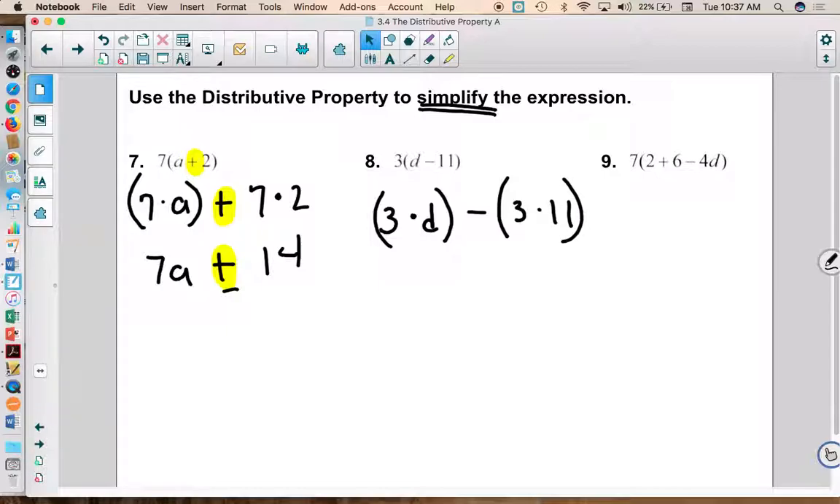Do you know why you have to go with the first part of that first factor first? If I switch those 2 factors, would I get the same answer in a subtraction statement? So you gotta be real careful about that, okay? So what is 3 times D? 3D. Minus, what's 3 times 11? 33. Okay?